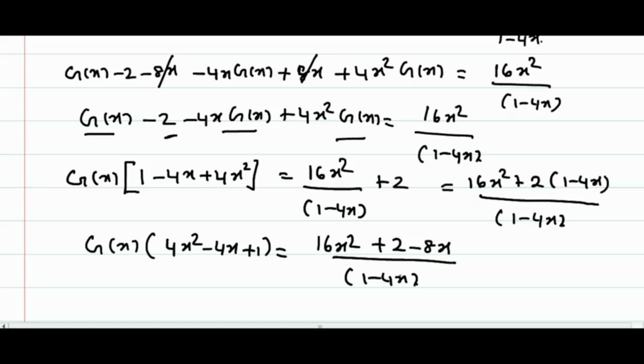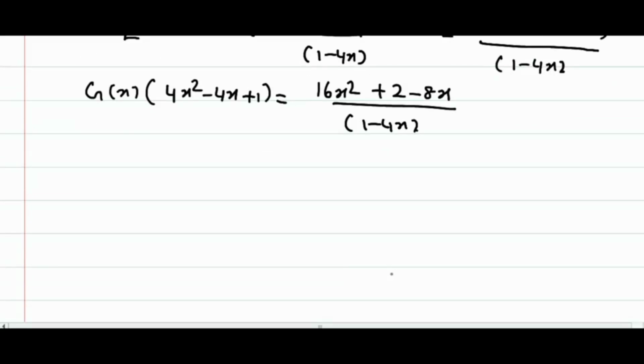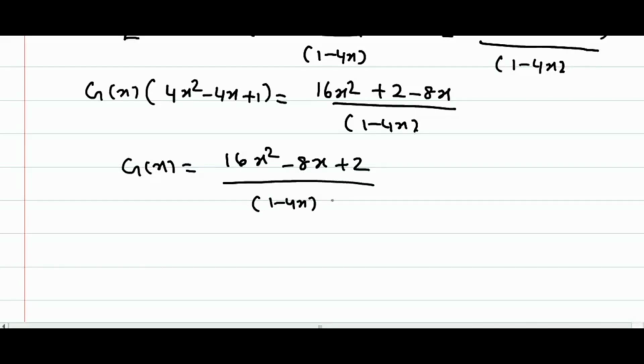Okay. So what do we have to find? We have to find the g of x value, 16x square minus 8x plus 2 by 1 minus 4x into 4x square minus 4x plus 1. Okay. So now I'm going to find the factorized form of this equation.